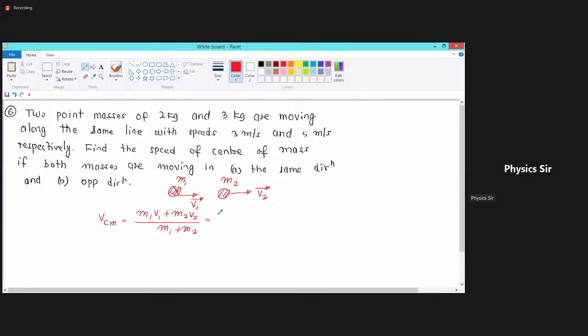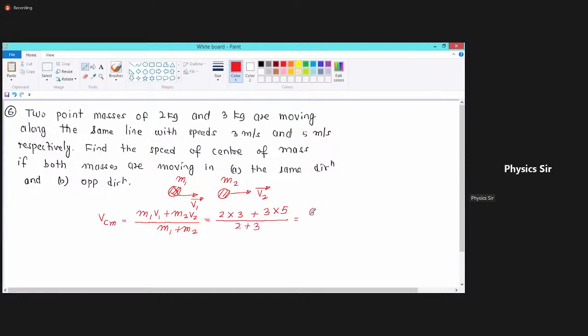What is m1? m1 is 2. What is v1? v1 is 3. What is m2? 3. What is v2? 5, divided by m1 plus m2. m1 is 2, m2 is 3.